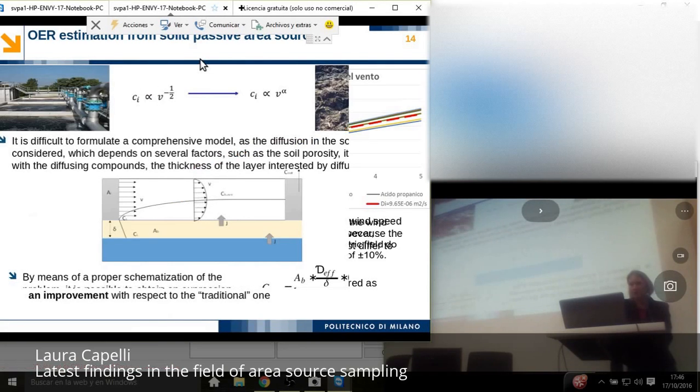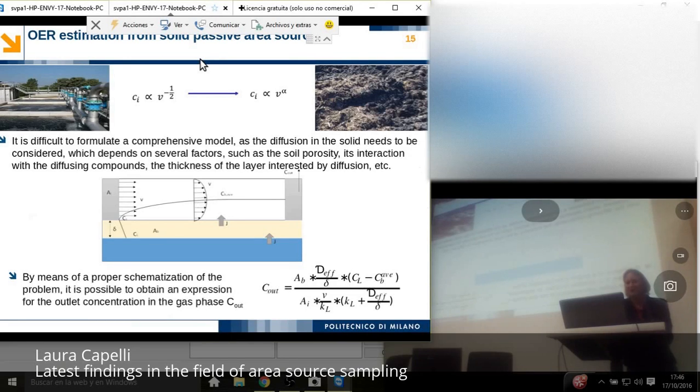For the estimation of odor emissions from passive areal sources, we are still quite far away from a solution of the problem, because the model that describes the volatilization from solids is quite a bit more complicated. You have to consider, of course, also the diffusion inside the solid itself, so its porosity and so on, the interaction of the diffusing compounds with the solid, and also the thickness of the layer that is affected by diffusion.